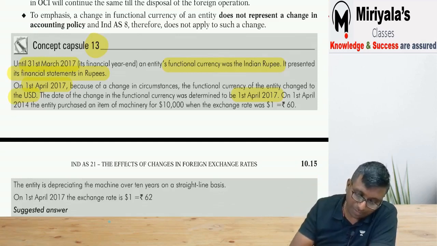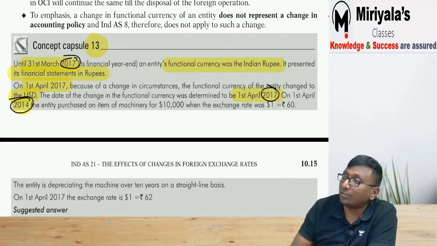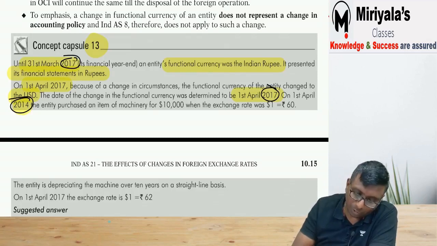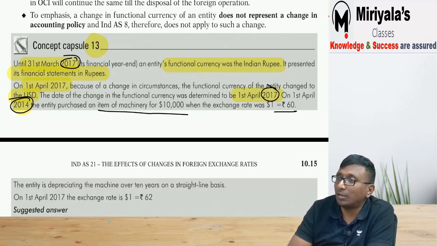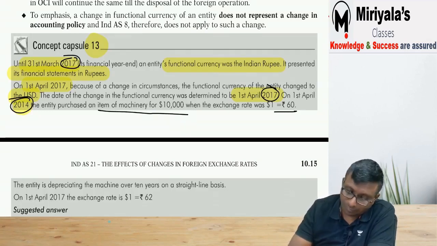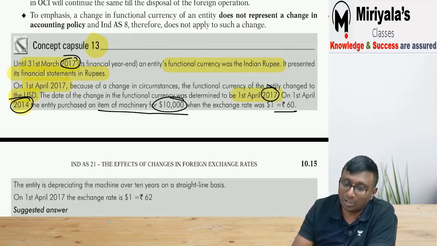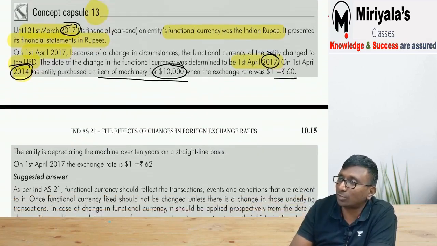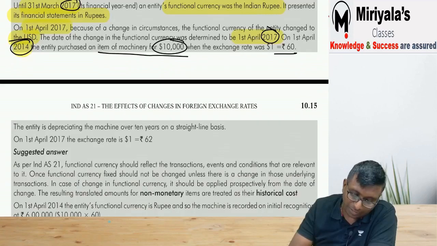On 1st April 2014, long ago, and you are changing it on 1/4/2017, some 3 years before, we bought an item of machinery for $10,000. That day the rate was 60, and that day your functional currency was also rupee. So $10,000 into 60, 6 lakh rupees, you already recorded. The entity depreciates the machine over 10 years.